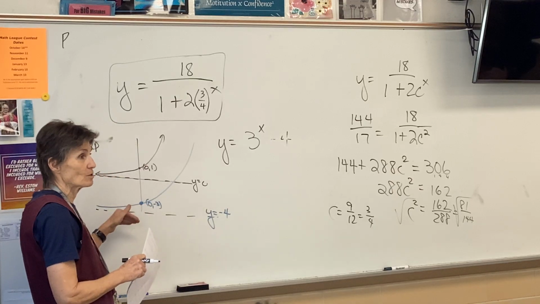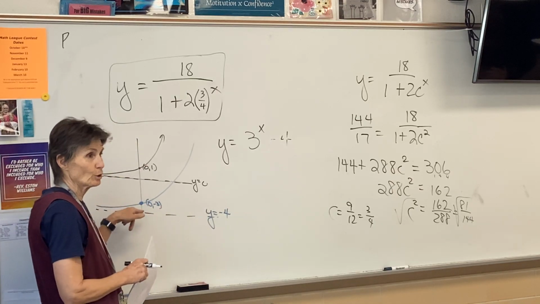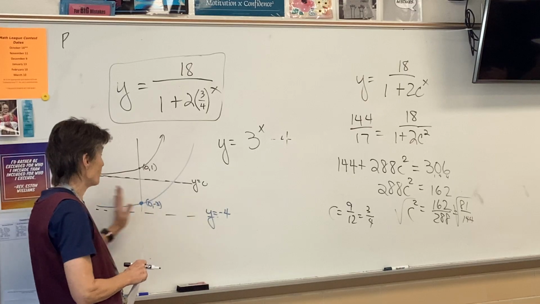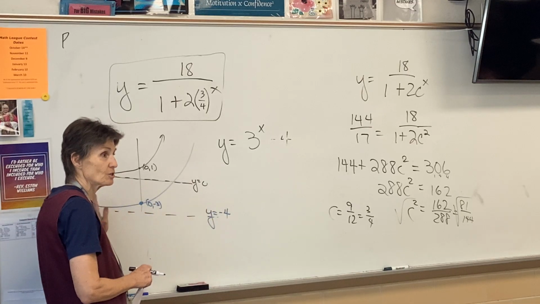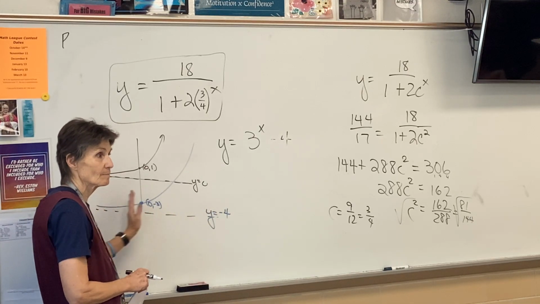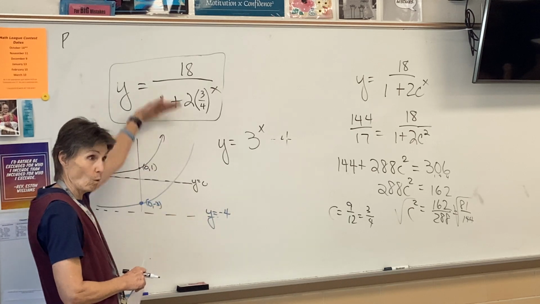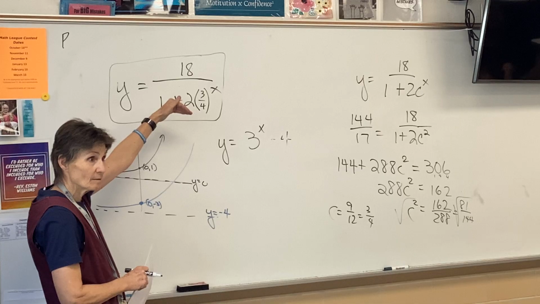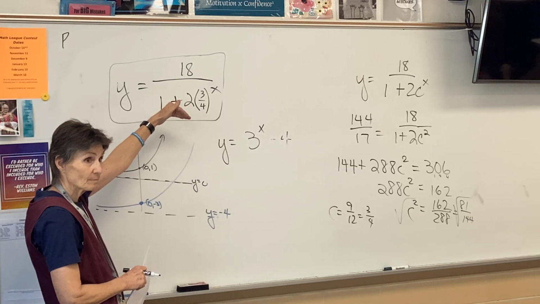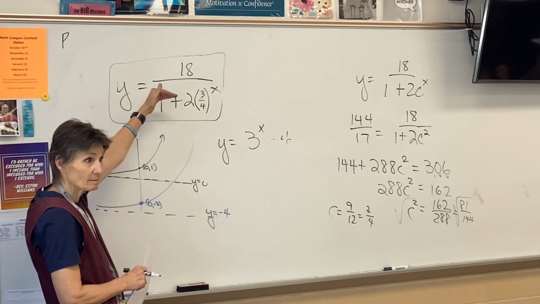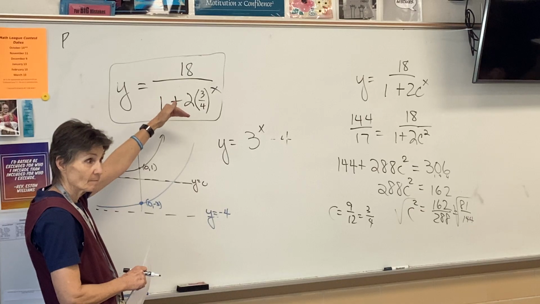Okay, domain and range. Blue curve. Domain is -infinity to infinity. Range is -4 to infinity. Are you following, guys?